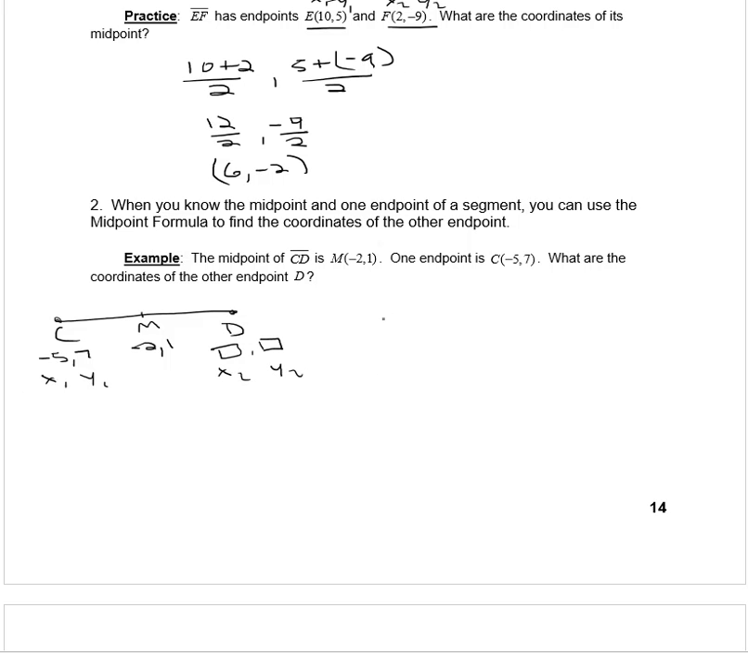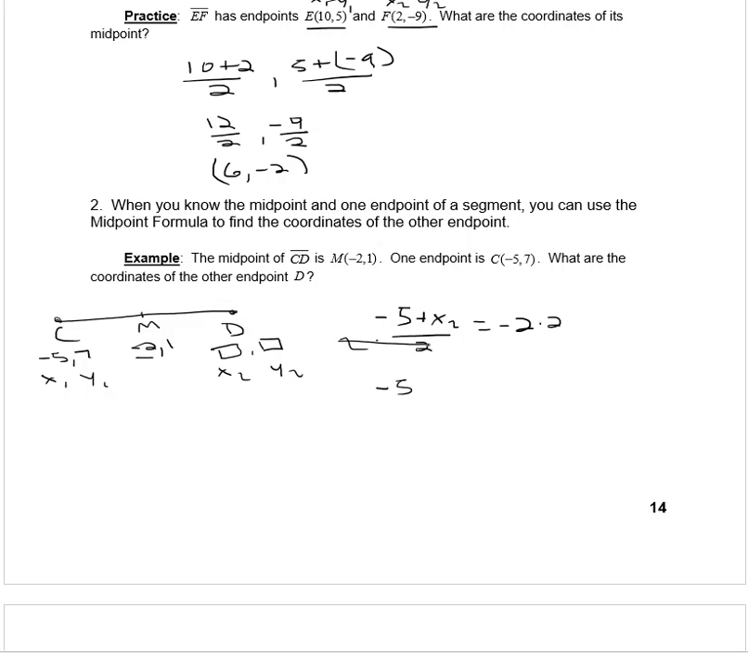Well, I can just do it the same way. I'm going to use my midpoint formula. Negative 5, which is x1, plus x2, which I don't know, I'm trying to figure that out, divided by 2 is going to equal the midpoint x value, which is right here, negative 2. So I multiply both sides by 2, and I'm going to get negative 5.